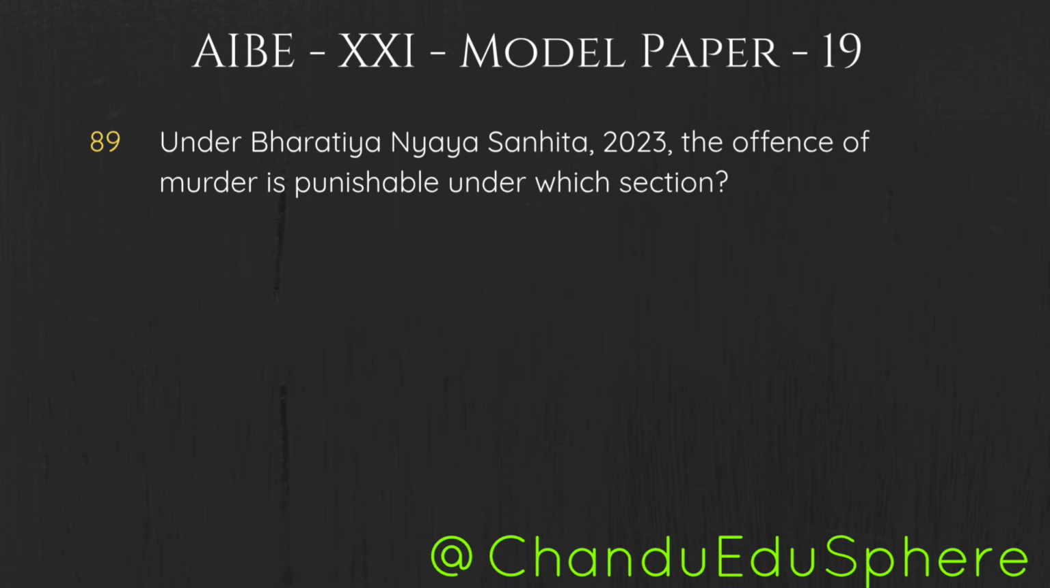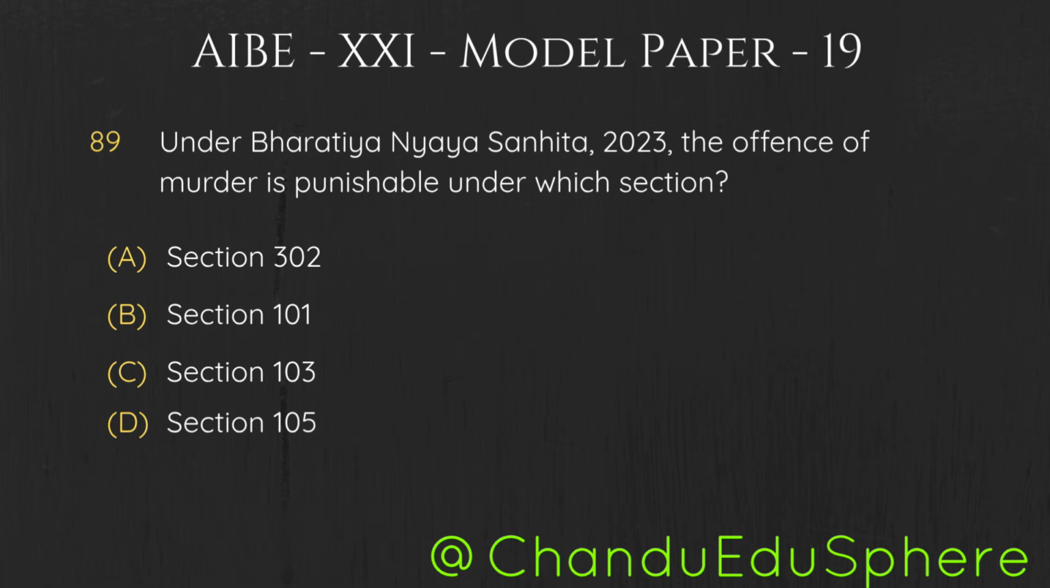Under the Bharatiya Nyaya Sanhita 2023, the offence of murder is punishable under which section? Section 103 of the Bharatiya Nyaya Sanhita 2023 prescribes the punishment for the offence of murder, replicating the substance of Section 302 of the IPC 1860. So, Section 103 is the right choice.